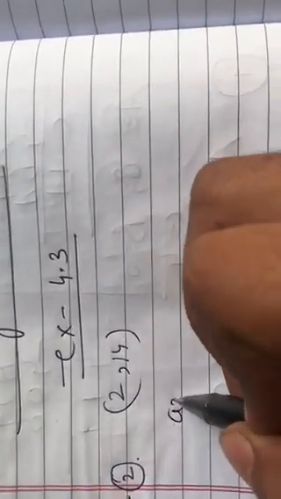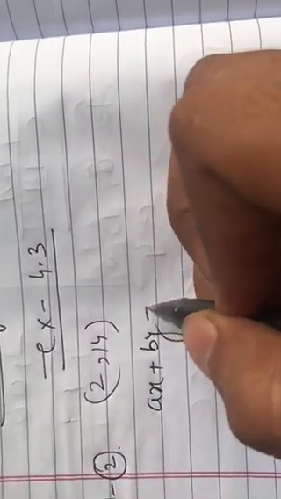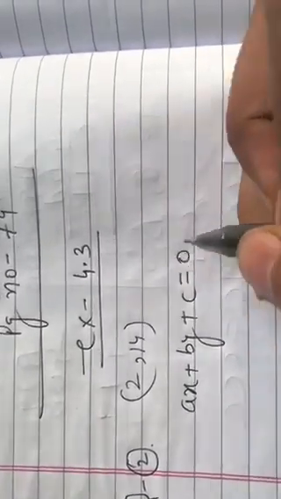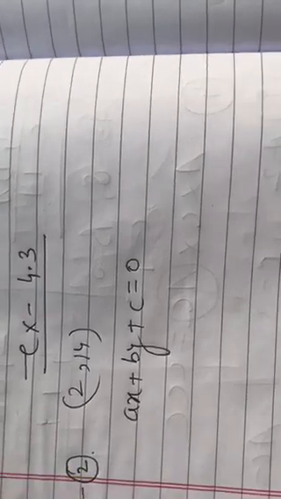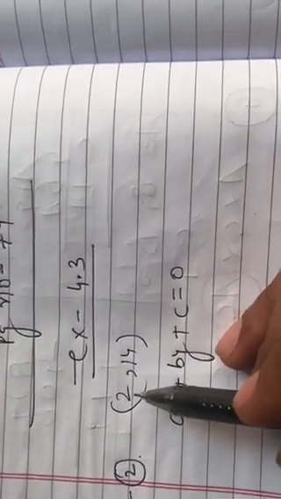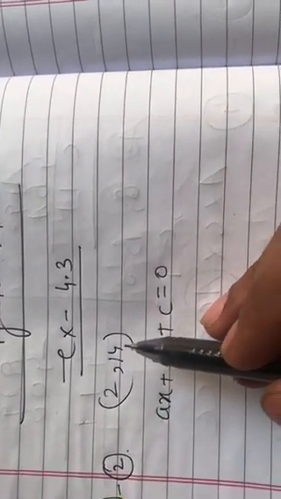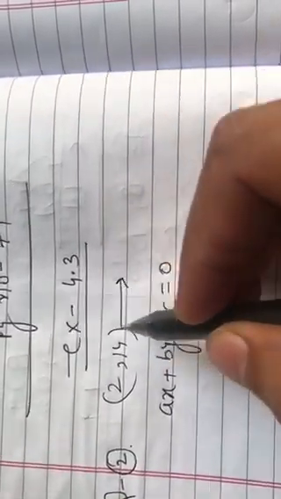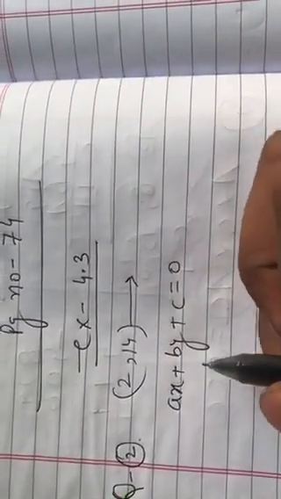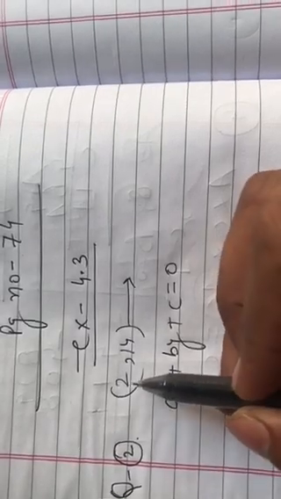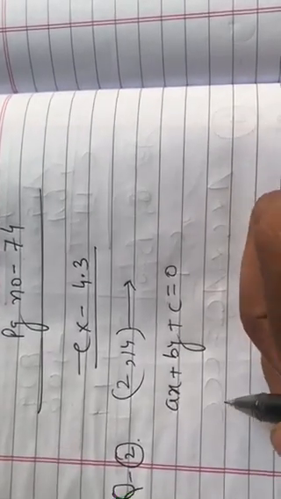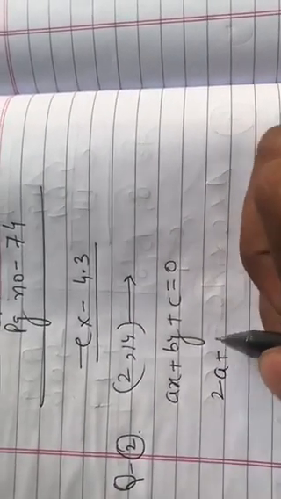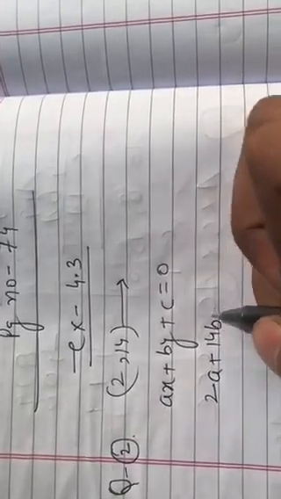Suppose this is the general form of the linear equation, ax + by + c = 0. We have to find the equation which satisfies the point (2, 14). Do you know what is the meaning of satisfying? If any point satisfies the equation, we put the value of x as 2 and the value of y as 14. That means 2a + 14b + c = 0.